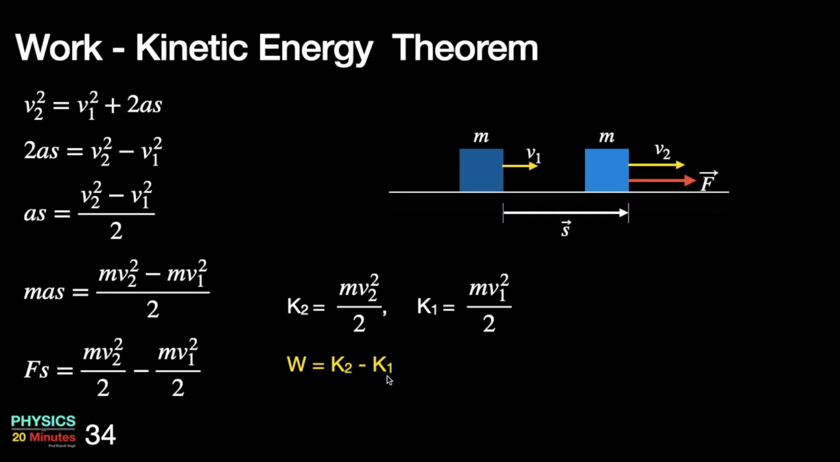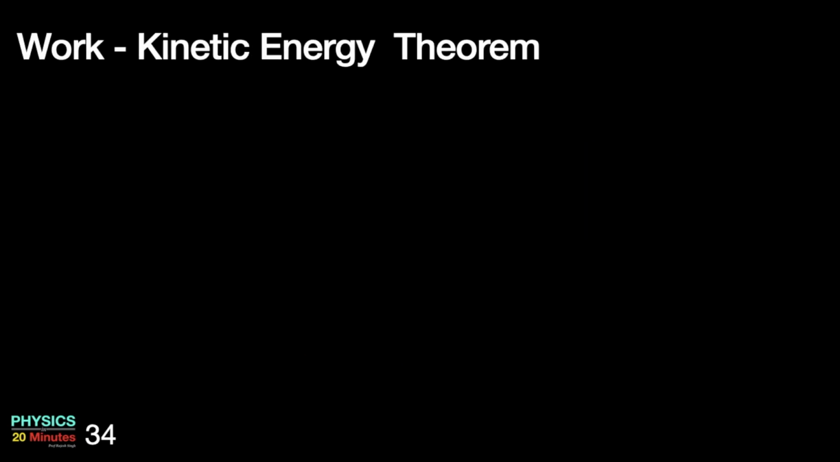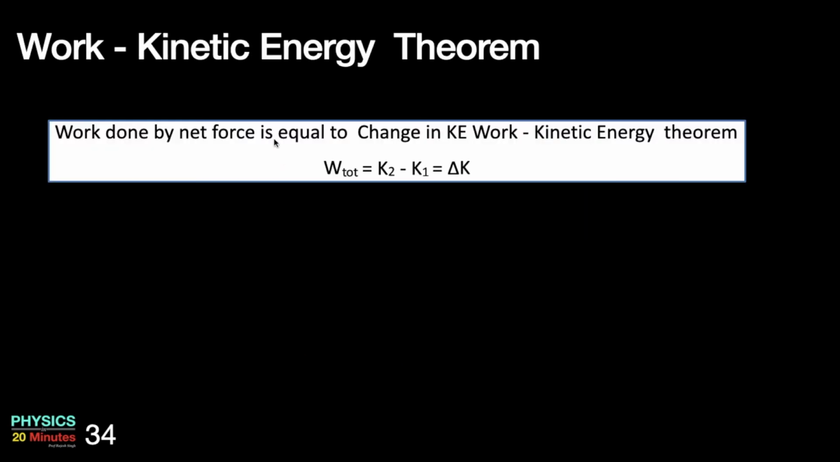So that brings us to the statement of the work kinetic energy theorem. Work done by the net or total force is equal to the change in kinetic energy, and this statement is normally referred to as the work kinetic energy theorem. Work done by net force can be written as W total, which can be written as final KE minus initial KE, which is K2 minus K1, which is delta K.